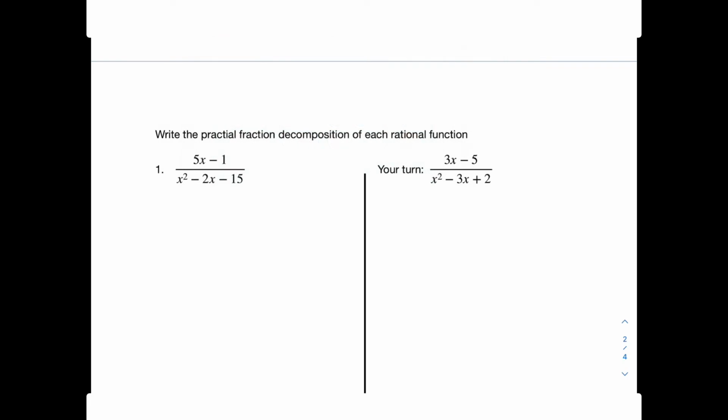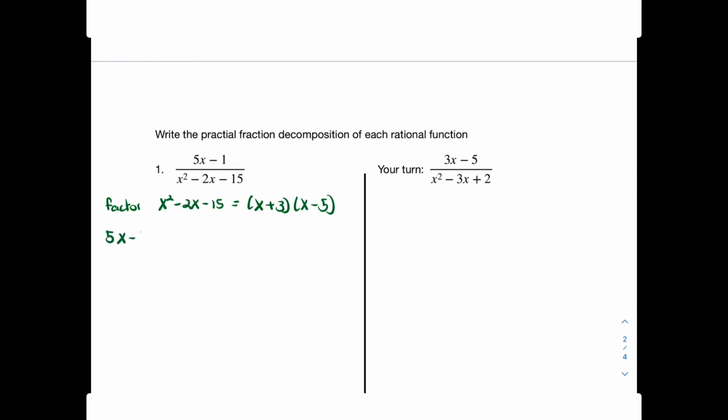So in this example, number 1, I have a linear term on top and a quadratic term on bottom. So it is in proper form, so I don't have to do the long division. So my first step is to factor the denominator. So let's look at x squared minus 2x minus 15, and let's factor that. All right, so x squared minus 2x minus 15 factors to x plus 3 times x minus 5.